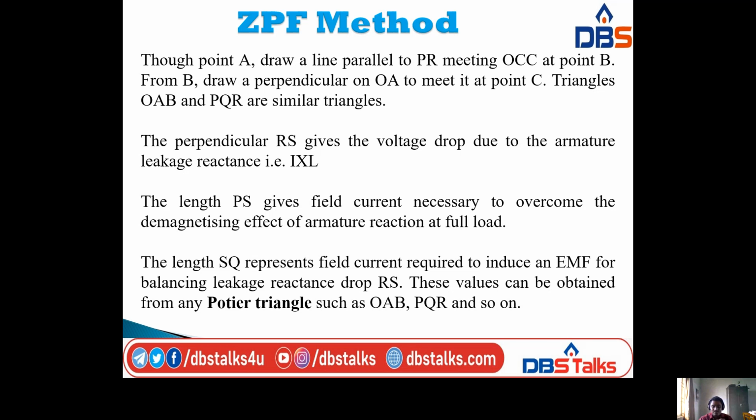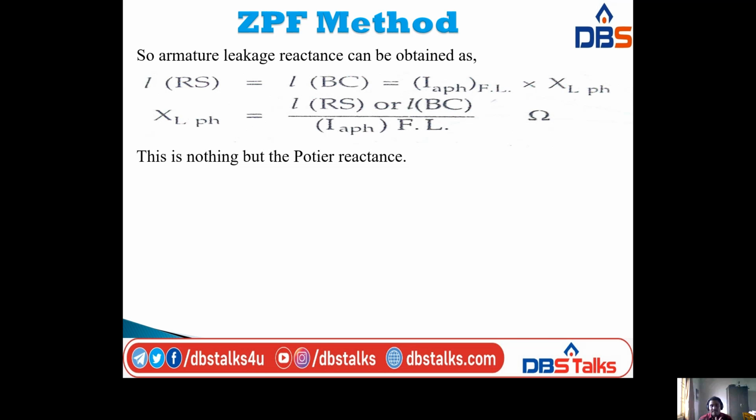Next, the length SQ. These are from the Poisson triangle only: RS, PS and SQ. The length SQ represents the field current required to induce an EMF for balancing the leakage reactance drop RS. These values can be obtained from any Poisson triangle such as OAB, PQR and so on. And next, the armature leakage reactance can be obtained using this formula: RS equals BC, that is IA per phase for full load into XL per phase.